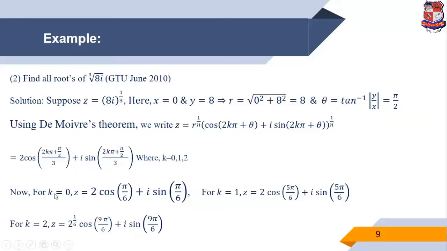Now we input k is 0. Then the first root is 2 cos pi by 6 plus i sin pi by 6, since pi by 2 divided by 3 is pi by 6. For k is 1, we get 2 cos 5 pi by 6 plus i sin 5 pi by 6. For k is equal to 2, we get 2 cos 9 pi by 6 plus i sin 9 pi by 6.